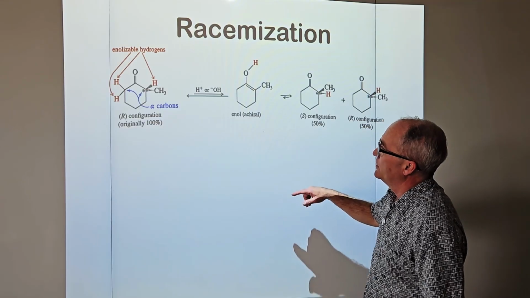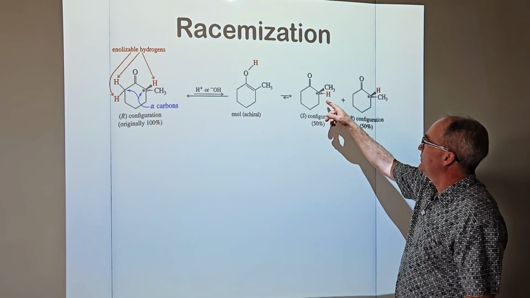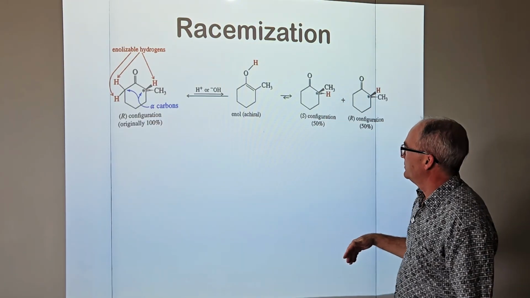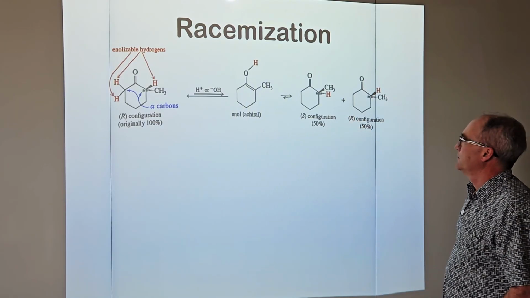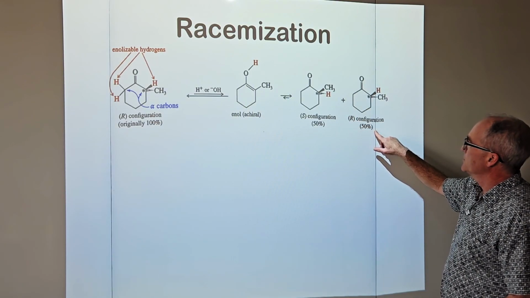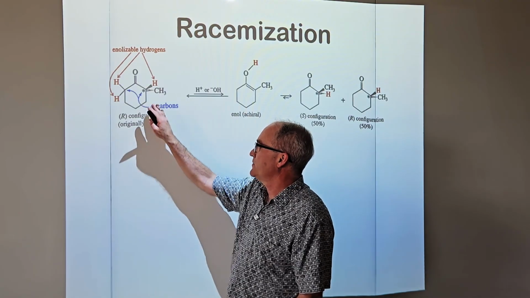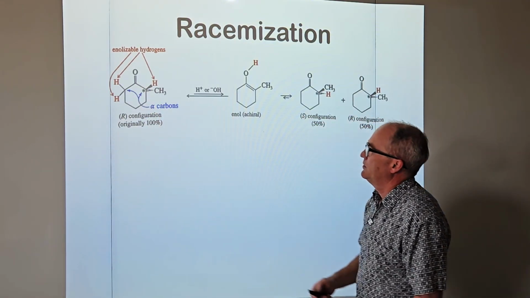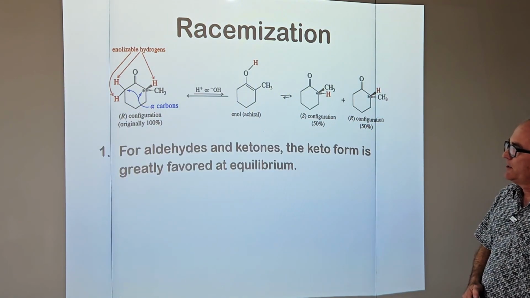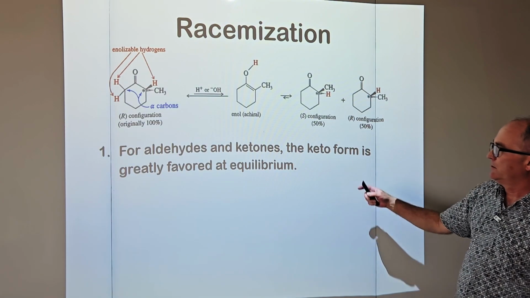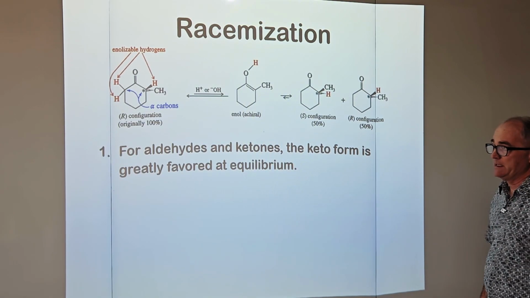Now when we go back to the keto form, when we take something that's achiral and put that hydrogen back on there, we get both enantiomers. So it's something to be aware of. If you have some nice optically pure enantiomer there and you let it get around base or acid, pretty soon you can end up with a bottle of both enantiomers.